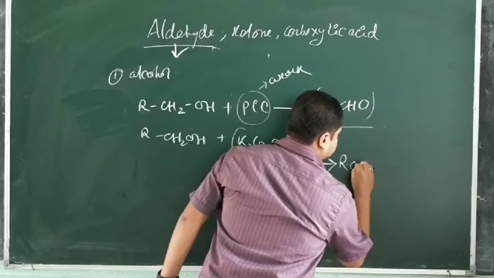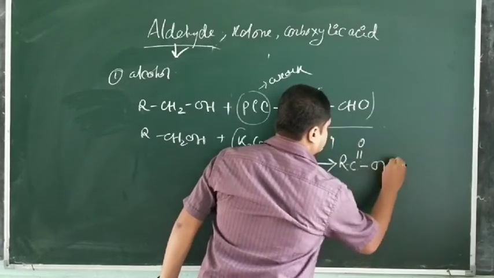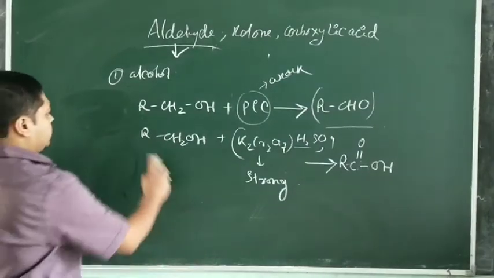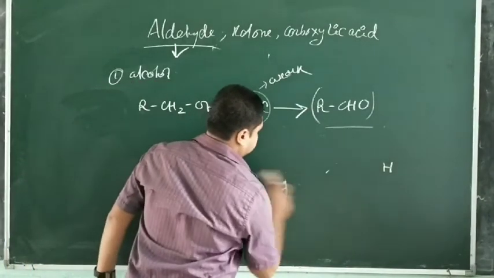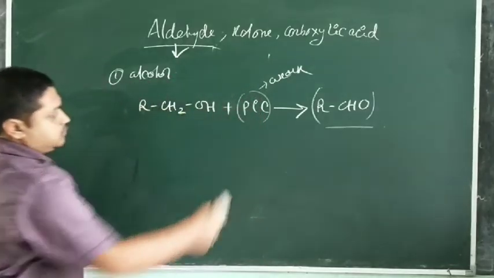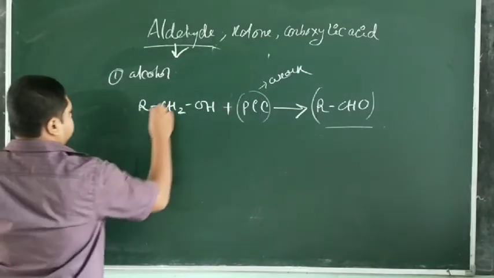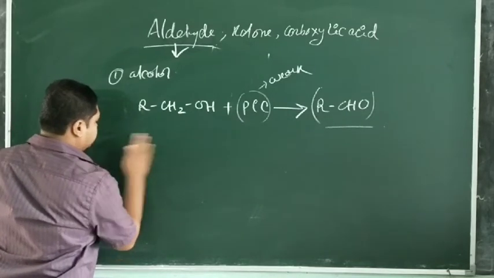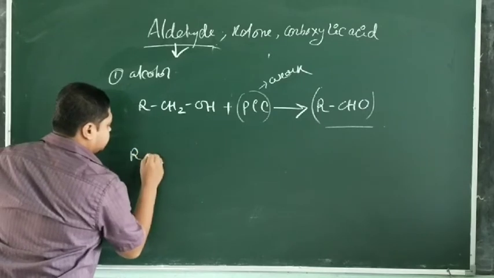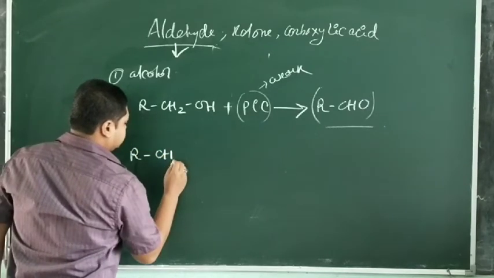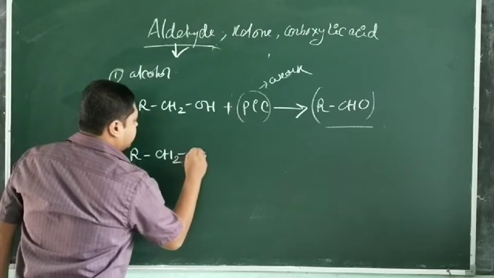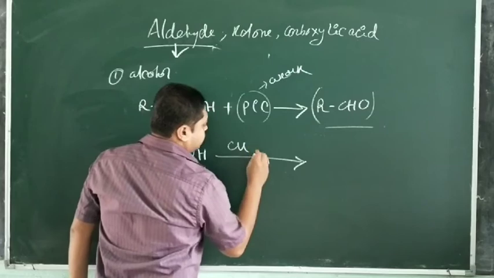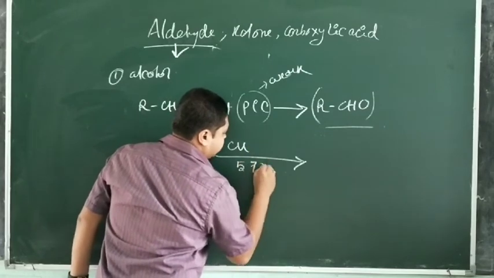RCOOH. Okay, so this is the oxidation of alcohol. And number 2 is dehydrogenation of alcohol. Dehydrogenation means removing of hydrogen, in presence of copper at 573 Kelvin.